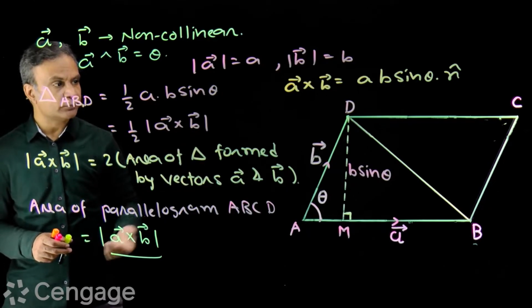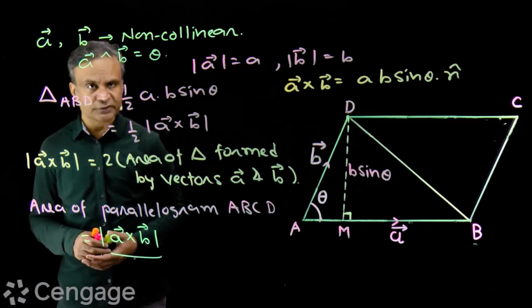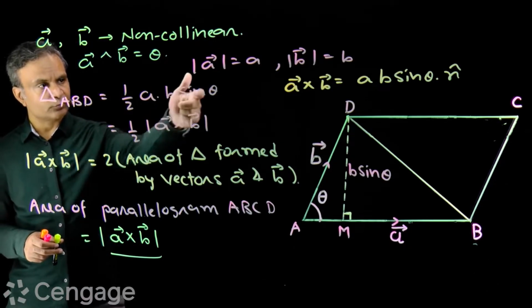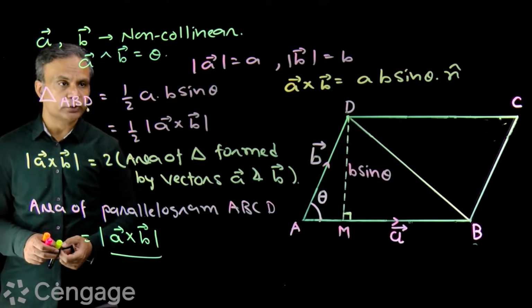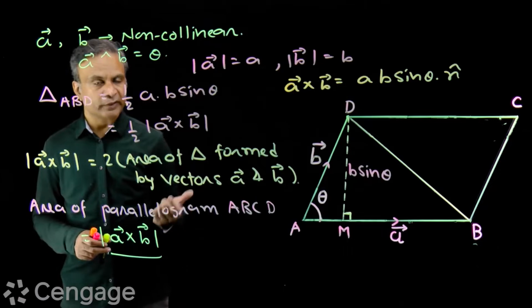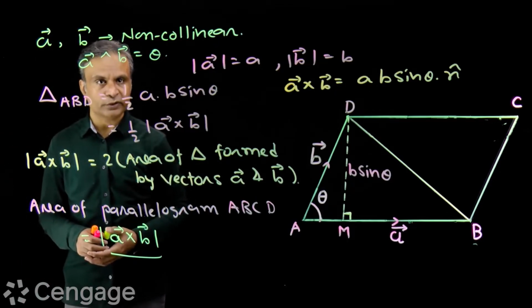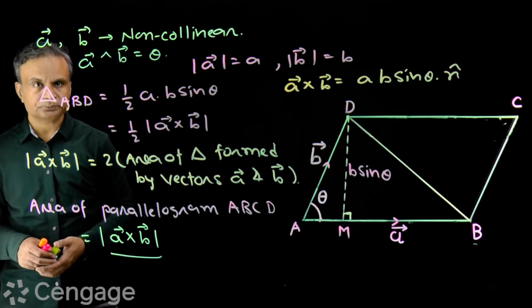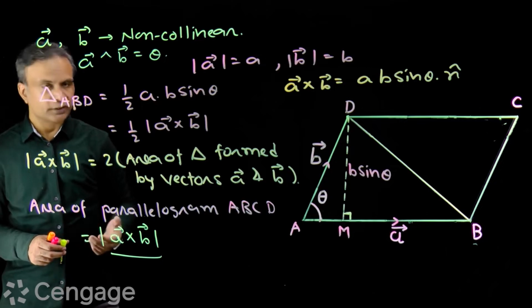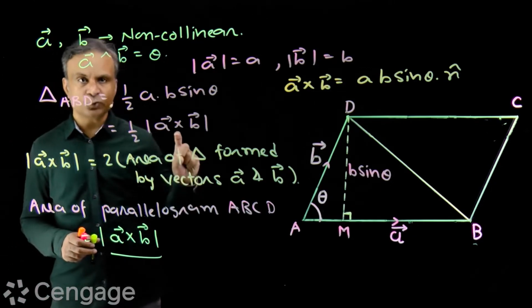Triangle ABD will be a right angle triangle, and the area of a right angle triangle is half into base into height. You can check: when you put theta equal to 90 degrees, we get area 1/2 into A into B, which verifies that the area of a right angle triangle is half into base into height. And the area of rectangle ABCD will be A into B, since the area of a rectangle is base into height.